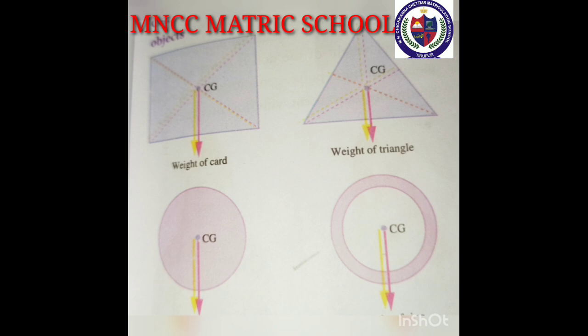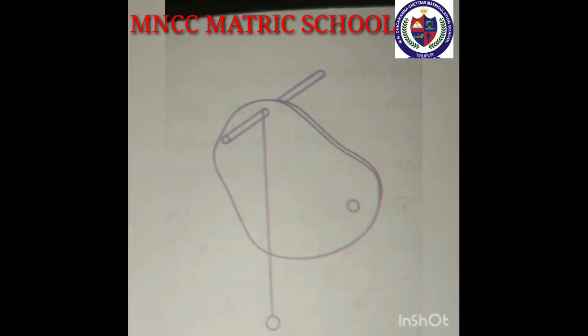Next one is meter rule. The ruler is in equilibrium when supported at its center of gravity. For a regular object such as a uniform meter rule, the center of gravity is at the center of the object. When the object is supported at that point, it will be balanced. If it is supported at any other point, it will topple.